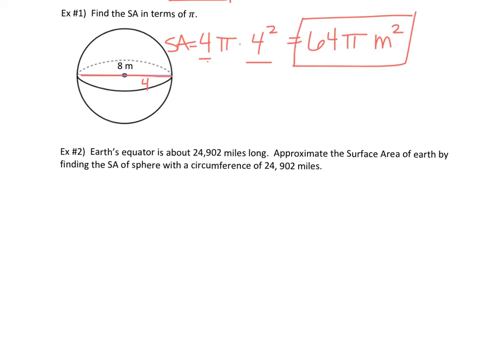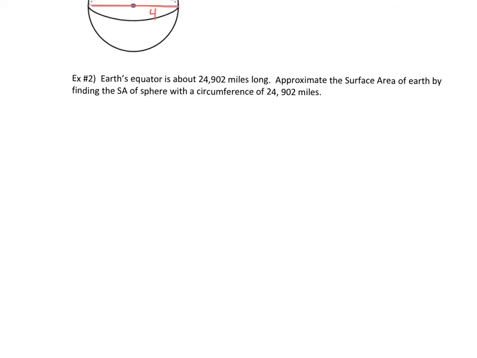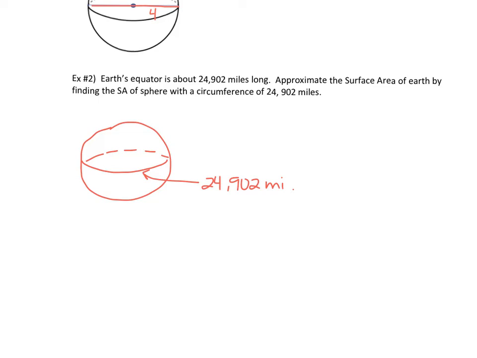Okay, example 2, it says Earth's equator is about 24,902 miles long. Approximate the surface area of Earth by finding the surface area of a sphere with a circumference of 24,902 miles. Okay, so if you want to draw yourself a picture, you totally can. What they're saying is the circumference. So this distance, okay, is 24,902 miles.